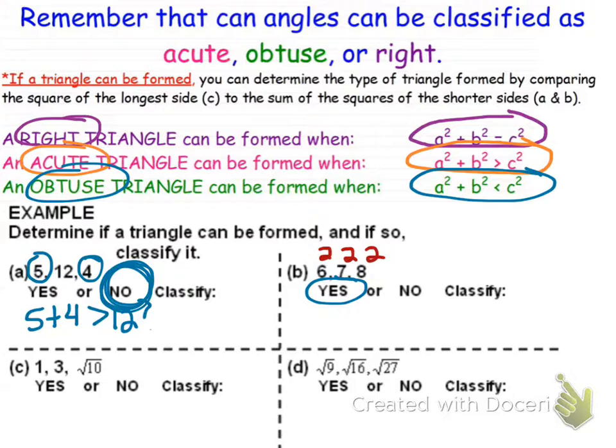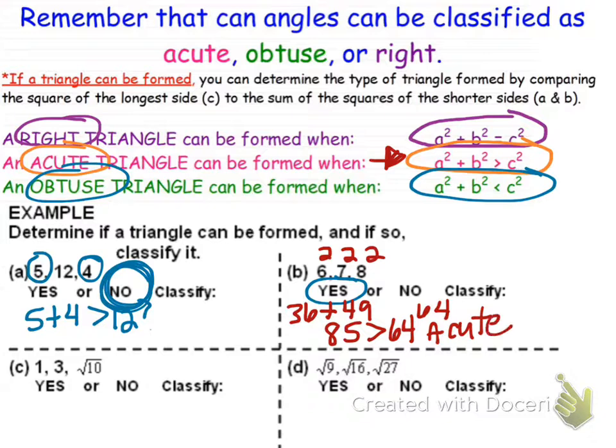Okay, so 6 squared is 36, 7 squared is 49, and 8 squared is 64. If you add 36 and 49, that's 85. So 85 is greater than 64, and if you come up to the top, if a squared plus b squared is greater than c squared, that means that this triangle is acute.